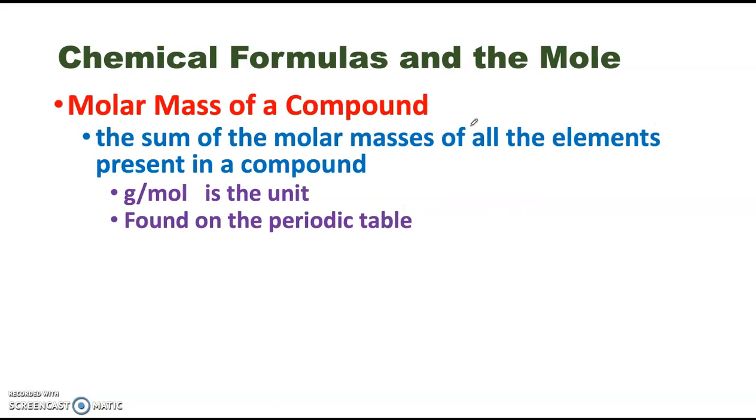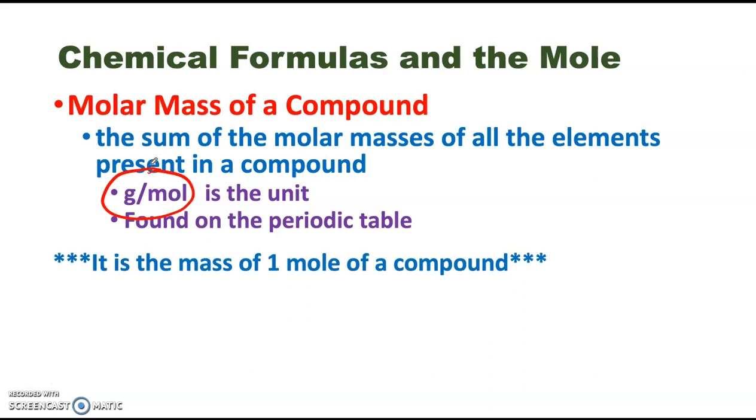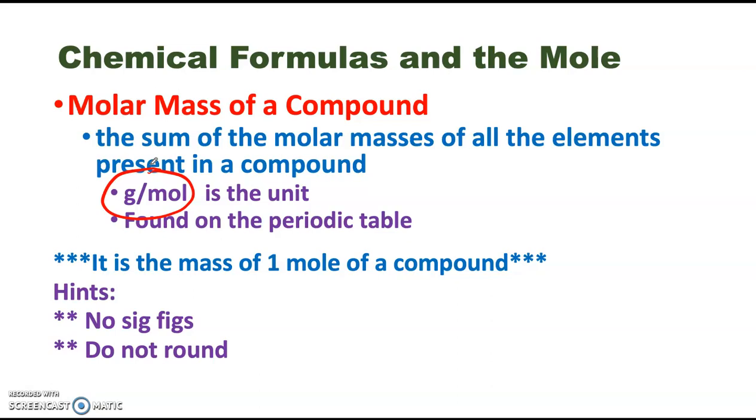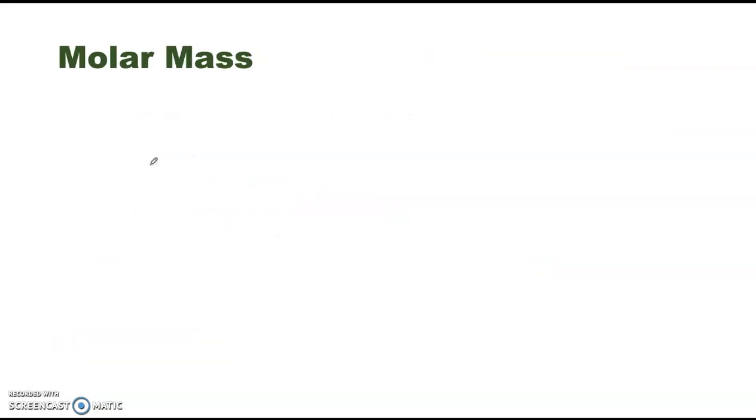So the molar mass of a compound, what you do is you take the masses of all the individual elements and you just add them up. It's the sum of all the molar masses of each element. The units, remember this, grams per mole is the unit. And again, as it says here, it's found on the periodic table. It's the mass of 1 mole of a compound. Don't worry about sig figs and do not round on the molar masses. Just keep all of your places after the decimal, write it all out.